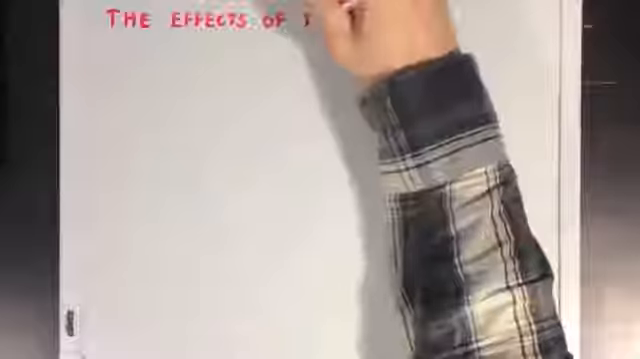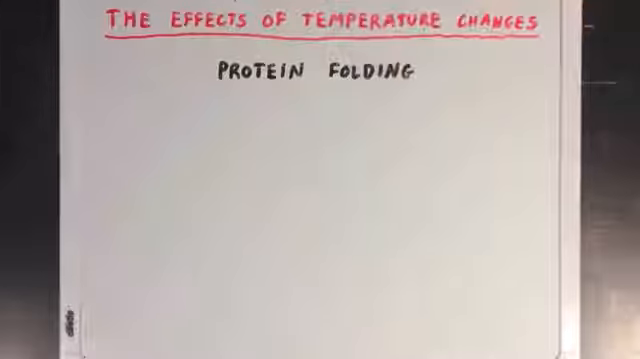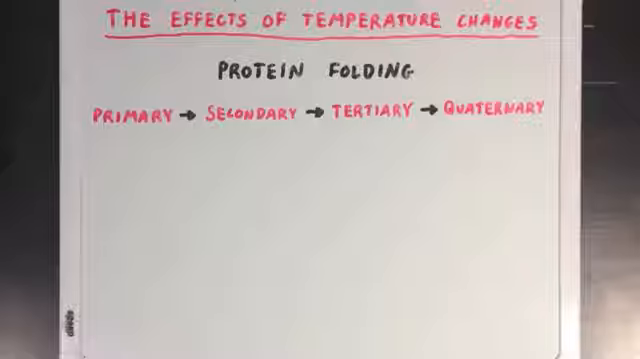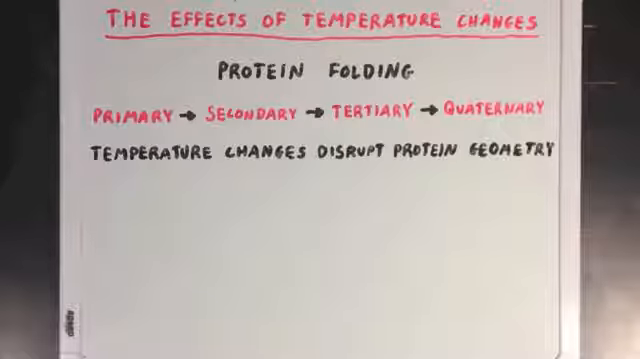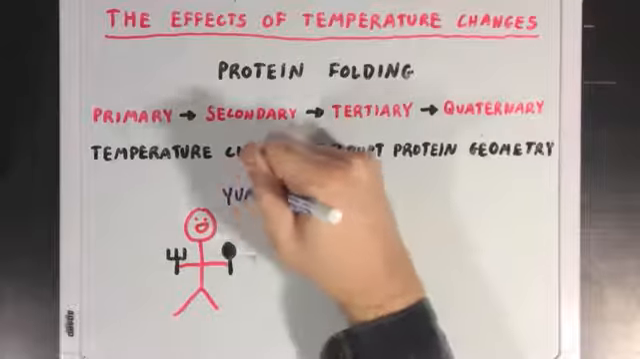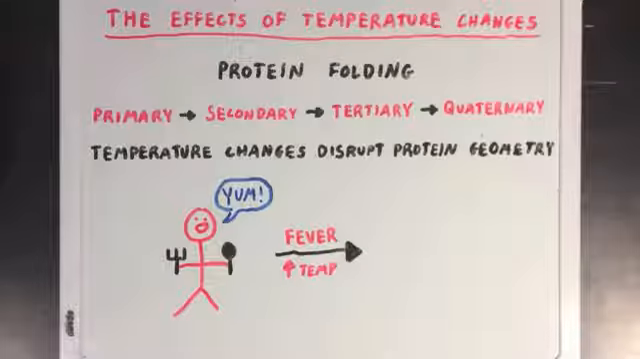So now let's take a look at the effects of temperature changes on enzyme function. So remember that proteins need to fold into their secondary, tertiary, and possibly quaternary structures in order to be in their functional form, and significant changes to a protein's temperature can disrupt a protein's folded geometry and cause it to lose its functionality. If we have our same person from before who's really hungry and really wants to eat, but now this person gets sick with a fever, his temperature will rise and a bunch of the digestive enzymes in his body will get all jumbled up and won't be properly folded anymore.